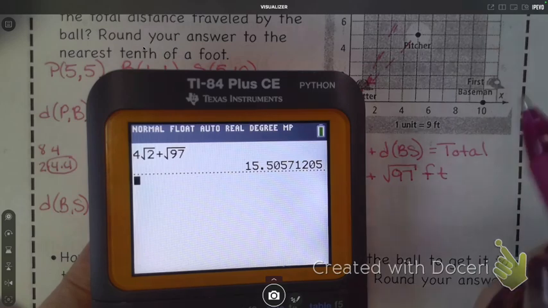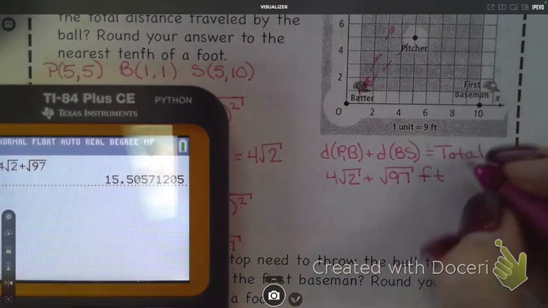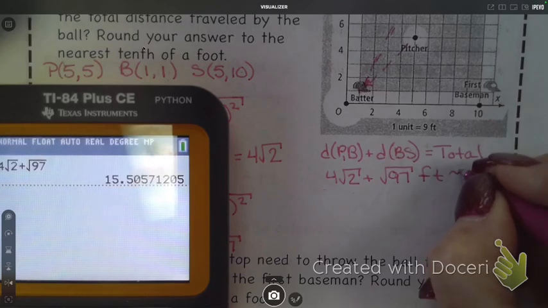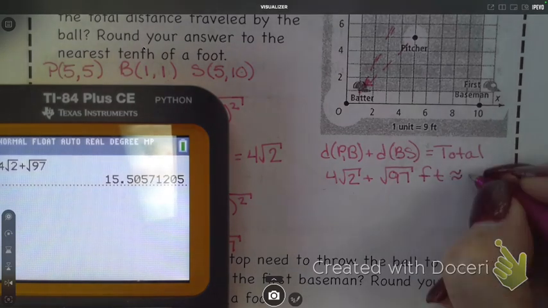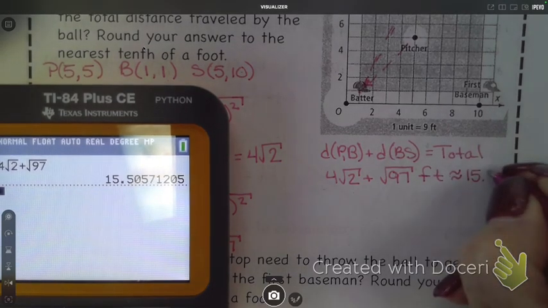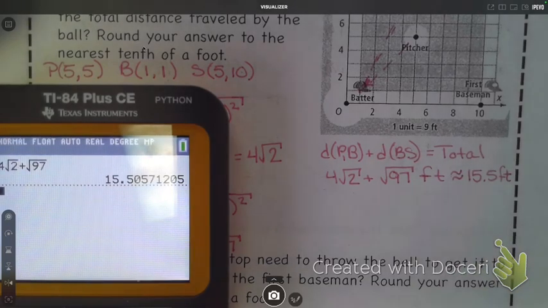So the nearest tenth would be 15.5. So this is approximately, so we put the little squiggly symbol. Why is it approximately? Because we're rounding. 15.5 feet.